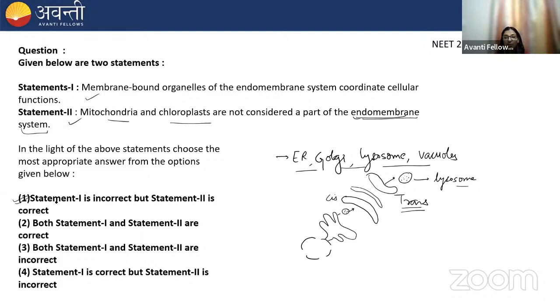So both statement 1 and statement 2 are correct. So the correct option is option number 2, which says both statement 1 and statement 2 are correct.